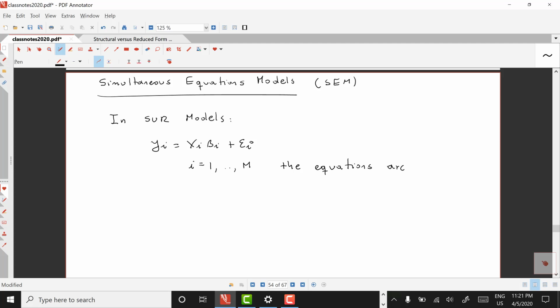The equations are related through the disturbances, and sometimes, in the context of demand systems, we also say that they are related through some of the parameters. But the main idea has to do with the relationship through the disturbances, because in the different equations, remember, we have observations that correspond to the same individual. That's the main idea.